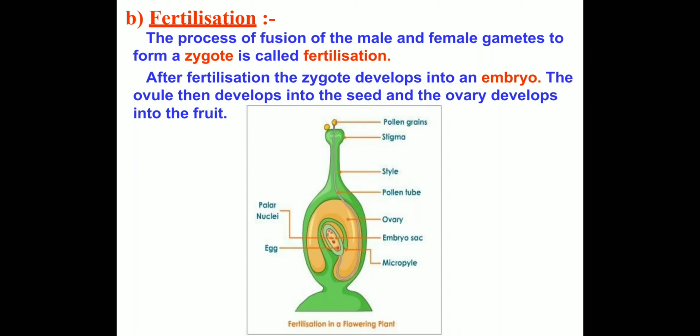Now we will study Reproduction in Plants, Part 4, that is fertilization. Children, fertilization is the process of fusion of male and female gametes in the ovules. So, the process of fusion of male and female gametes to form a zygote is called as fertilization.